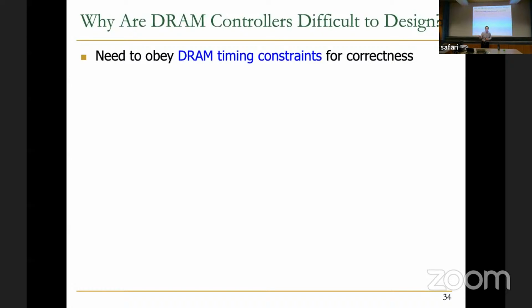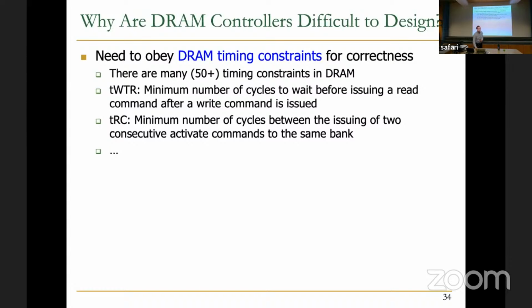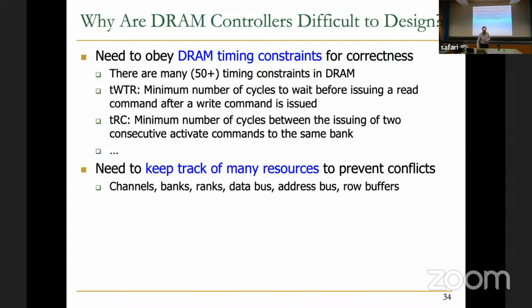Okay, so basically why DRAM control is difficult to design. If I haven't convinced you yet, you need to obey the DRAM timing constraints, and there are many timing constraints. I'm going to show you some more. Write to read, tRC we already discussed. Basically, tRC is row cycling. This is the minimum number of cycles between the issuing of 2 consecutive activate commands, right? We try to reduce it a lot in low latency memory. But there are 50 plus, actually 100 plus timing constraints in modern DRAM.